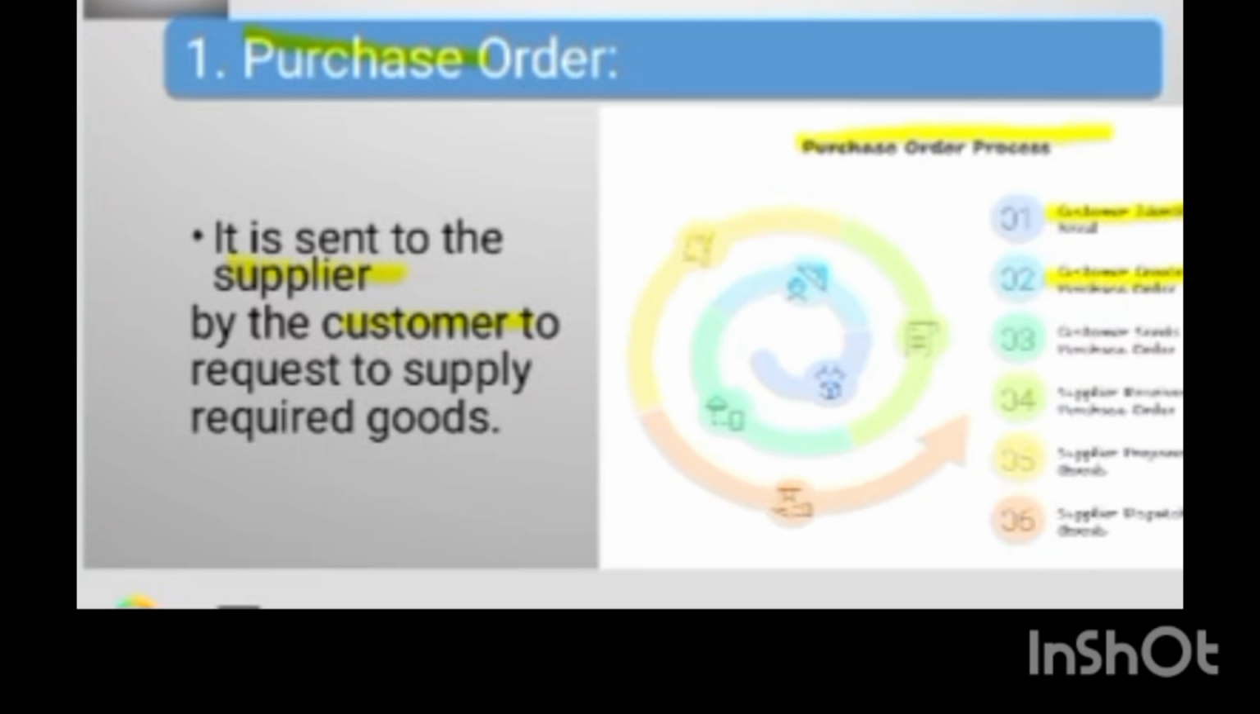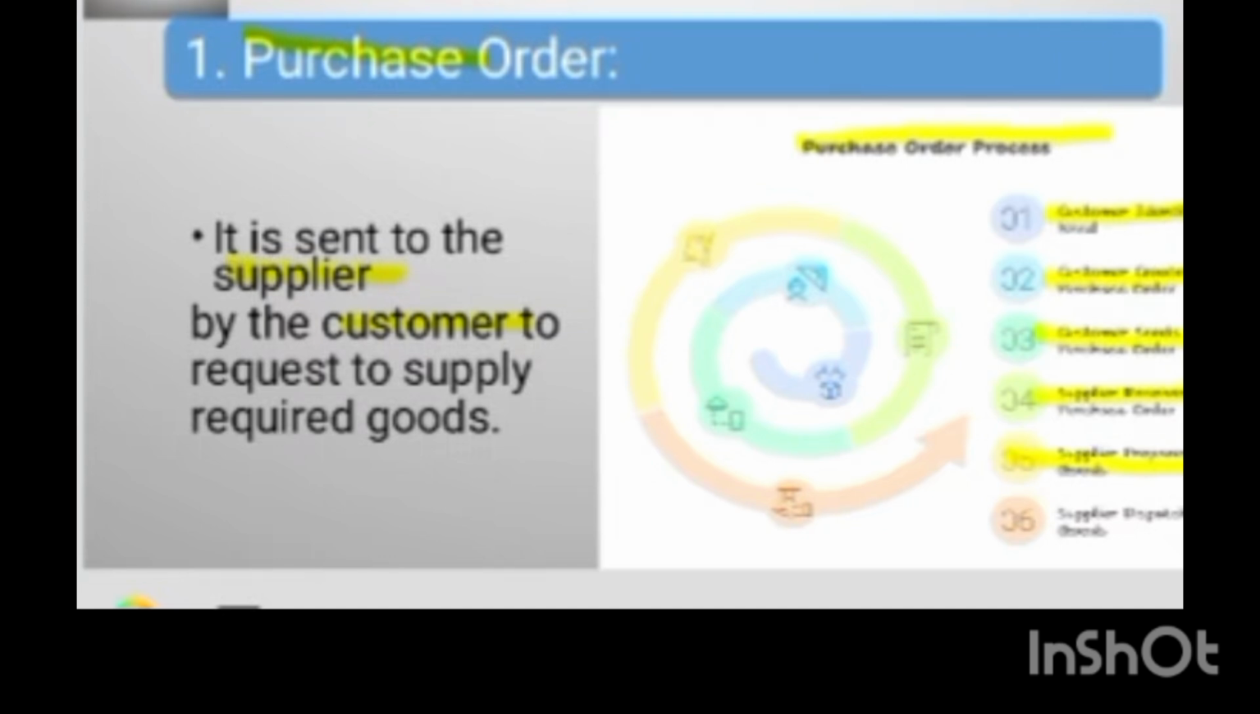Means he will write, he will make the purchase order slip. Third, customer sends purchase order. The purchase order which is ready now will be sent by the customer to the supplier, the seller, like in the example of markers, the stationery supplier, right? Next, supplier receives purchase order. Now that slip of purchase order will be with the supplier, with the seller. Supplier prepares goods according to the order of the company.